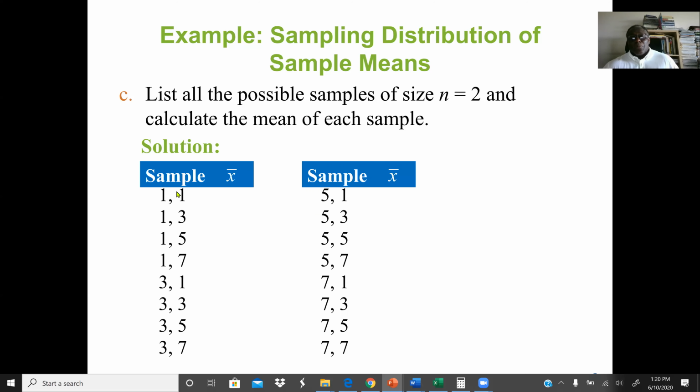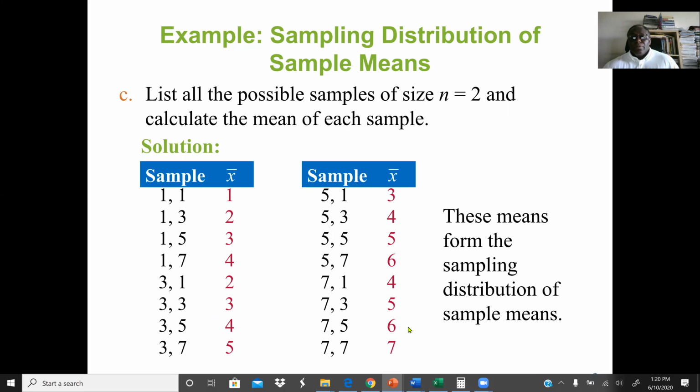So we go into the possible samples. Here you can see that we are doing replacement, and we use all of the population. So the sample size is 2, and we have 16 samples. Those are the values.